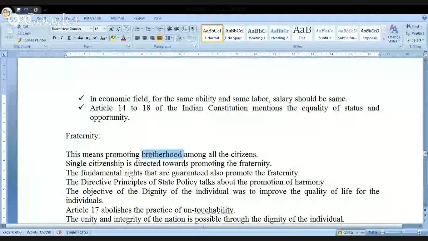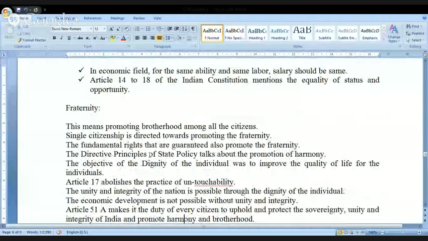And the unity will be continued only when the fraternity concept is included in the whole system. That's the reason why if we say that we are the citizens of a particular state, that may lead to division over a period of time. Hence, the single citizenship concept was used. That is basically meant for promoting the concept of fraternity. And I'll show you what the meaning of fraternity is now. This means promoting brotherhood among the citizens.